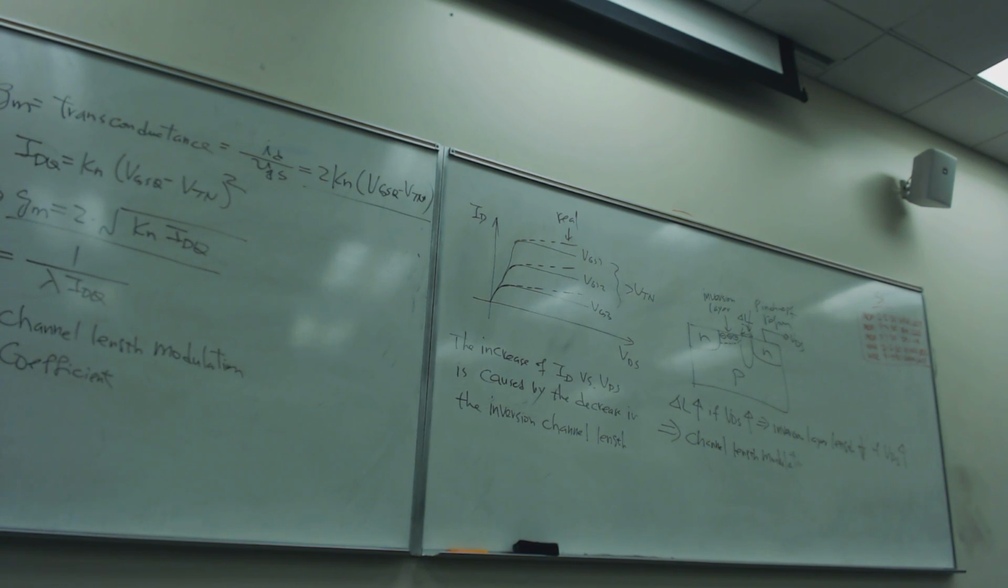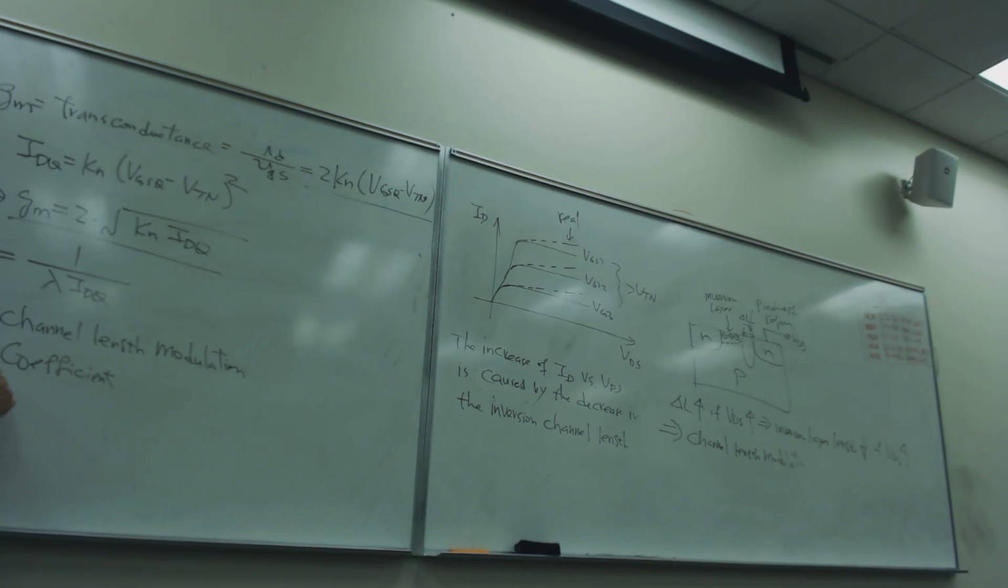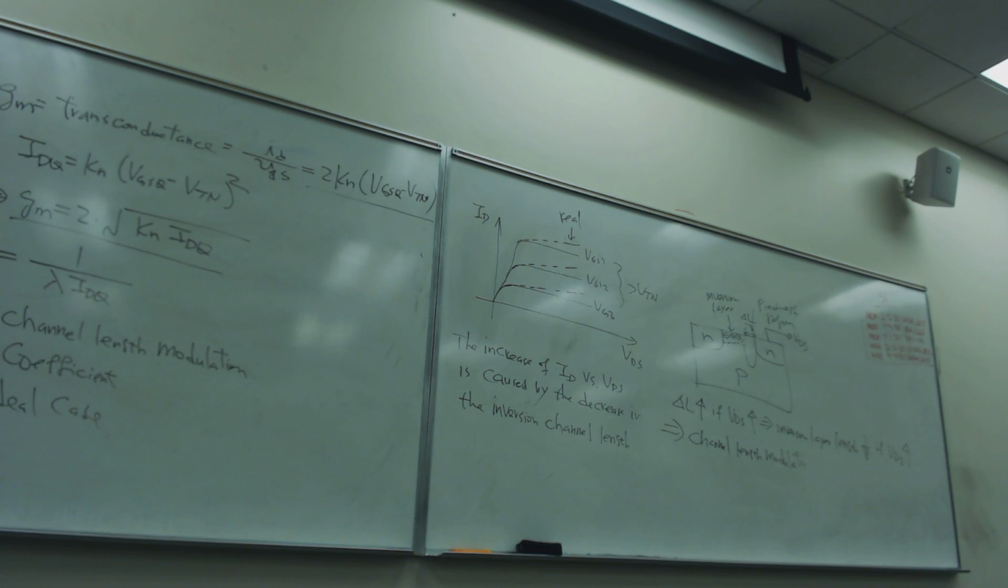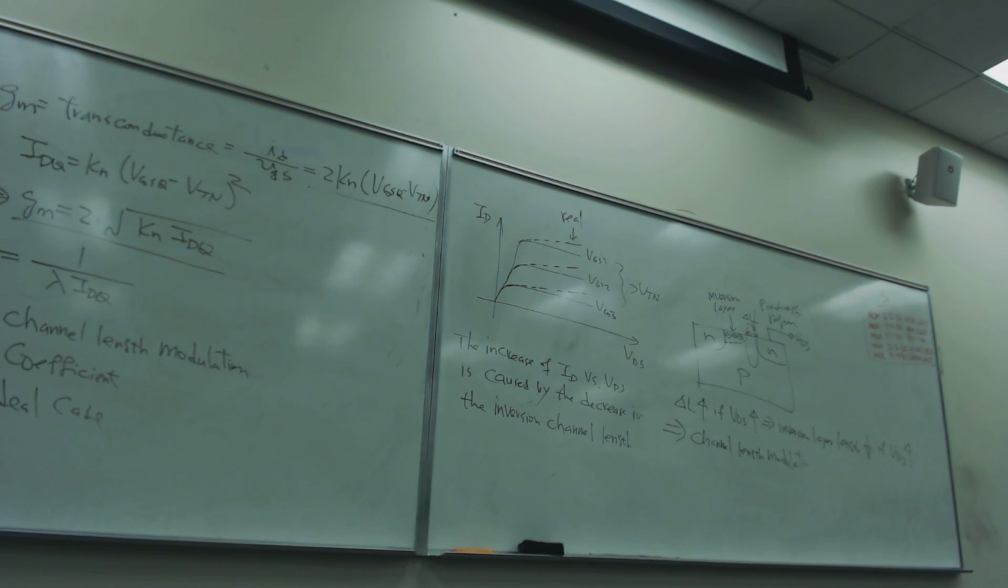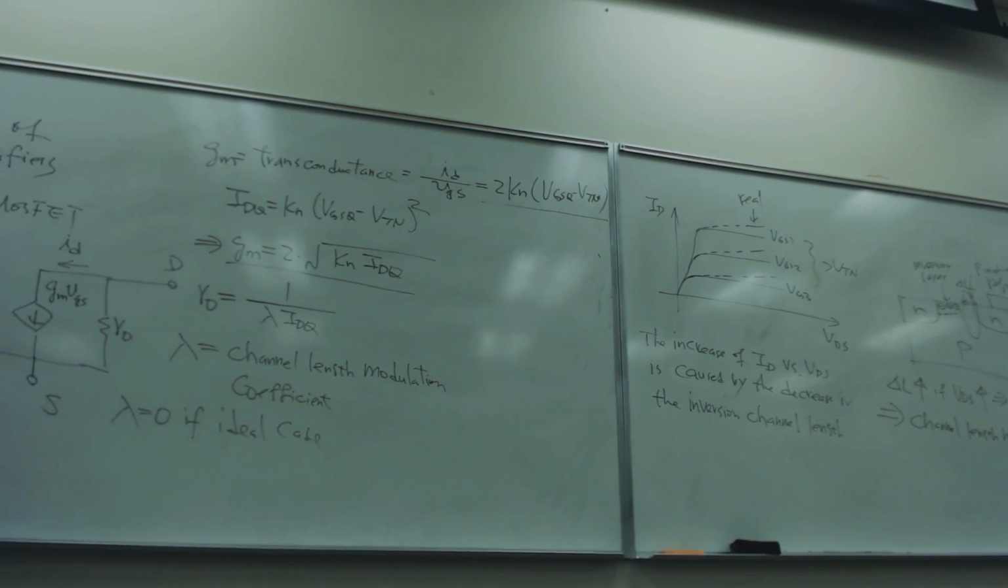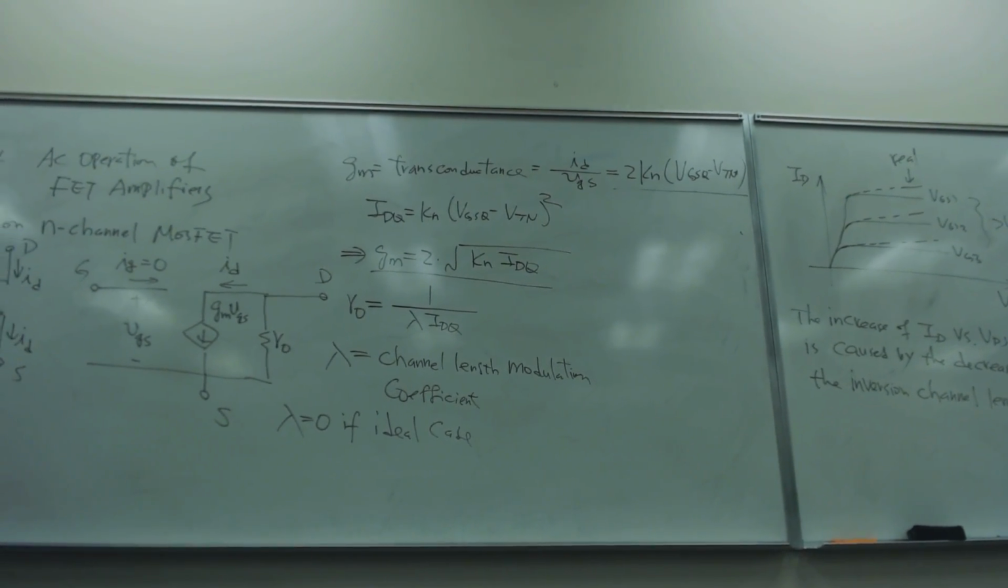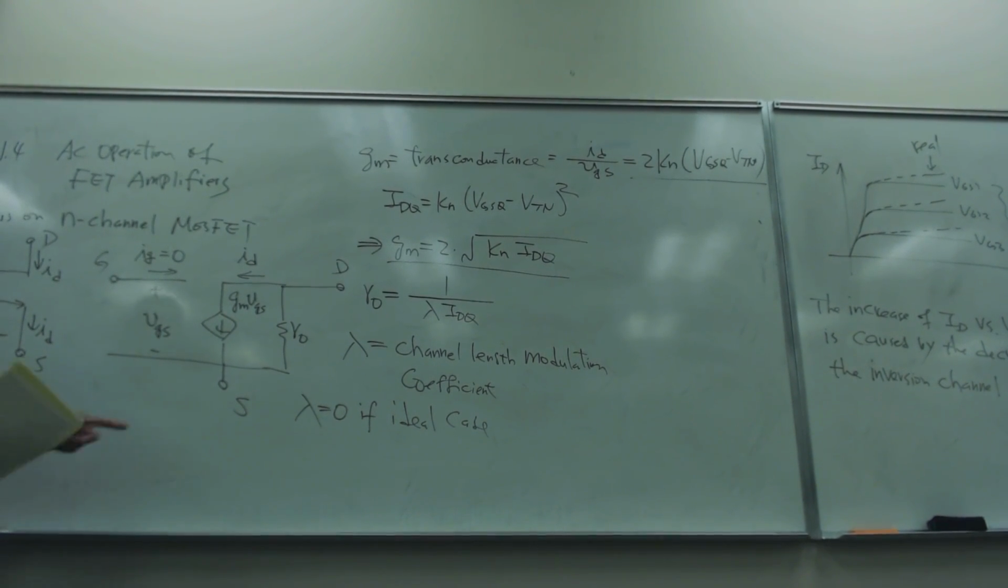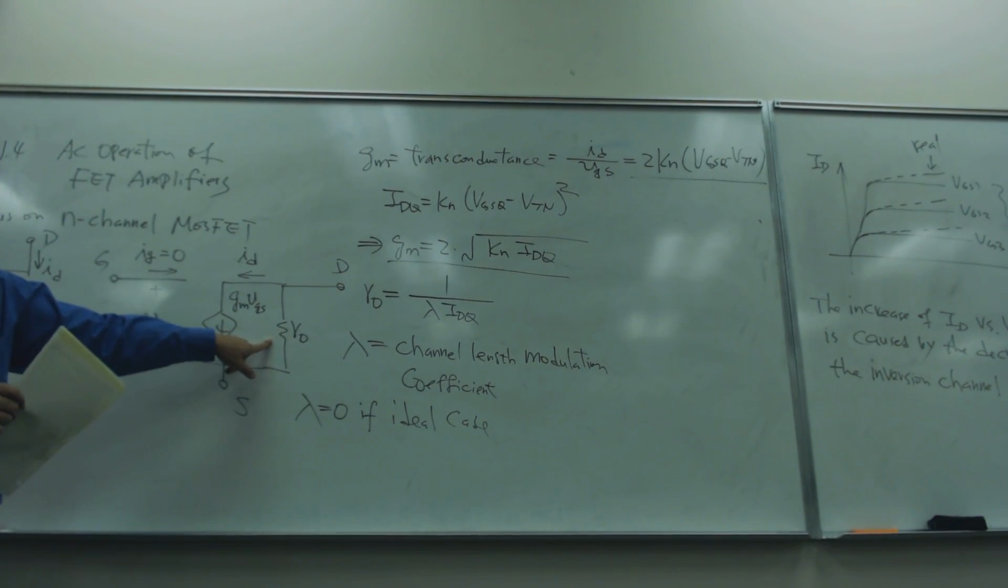Lambda will be equal to 0 in the ideal case, right? If lambda equals 0, then r_slope becomes infinity, and that means you do not have to include r_slope. So if lambda is not given, then you can get rid of that.